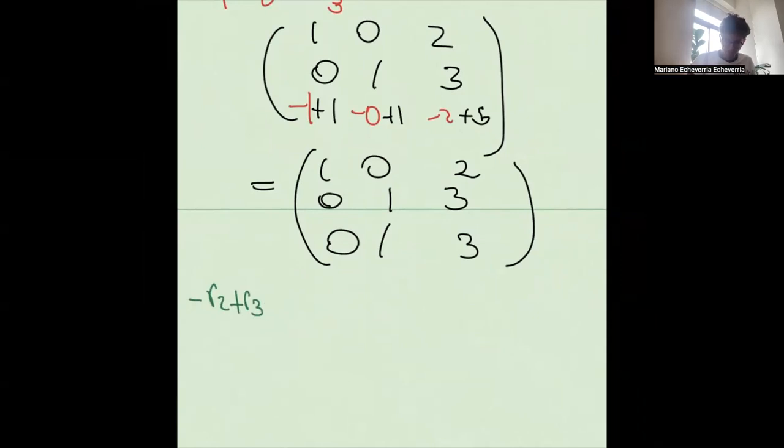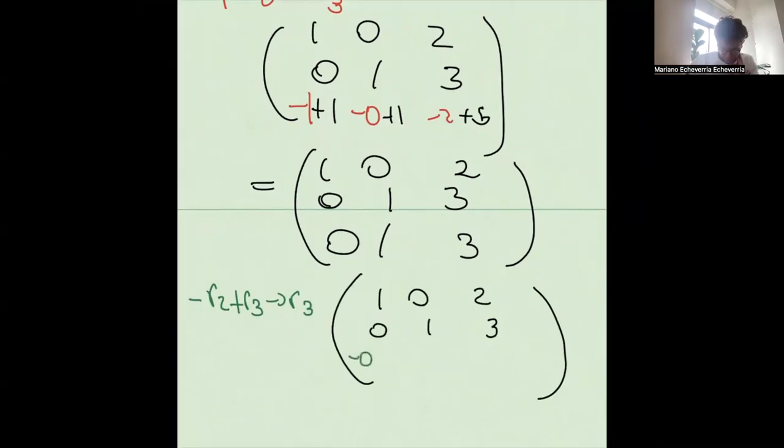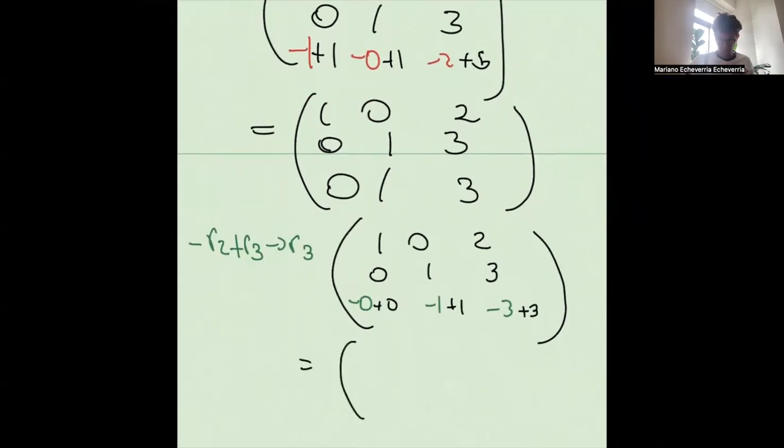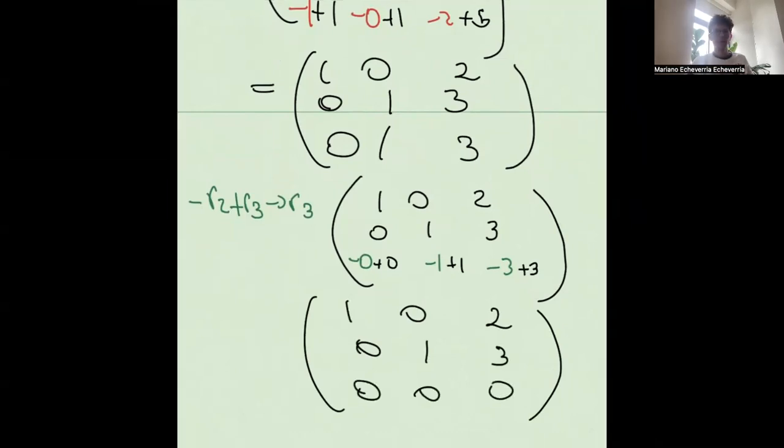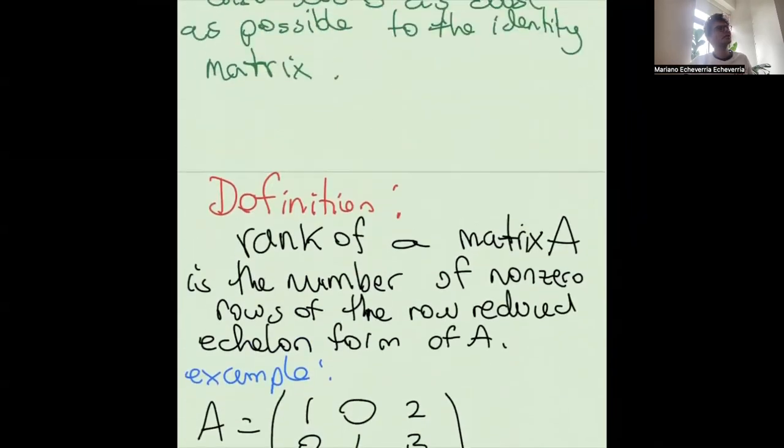Oh, you could do minus row 2 plus row 3 into row 3. Then, again, this gives you, let me put it here, minus 0, minus 1, minus 3, then plus 0, plus 1, plus 3. And then what? You get 1, 0, 2, 0, 1, 3, 0, 0, 0. Well, remember, it is not allowed to multiply by 0.